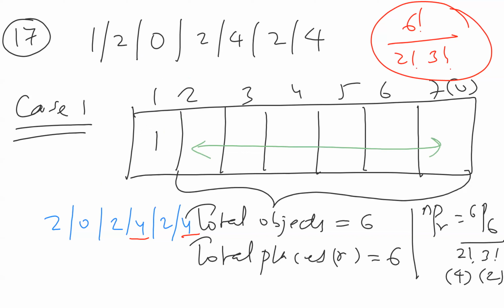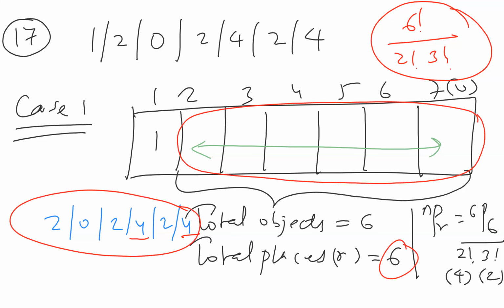And the arrangements are supposed to be made in the next 6 boxes. So 6 places are there and 6 objects are there. So don't consider 1 once again. And the answer of this part is over here. I hope everybody has understood and copied this. Case 2.